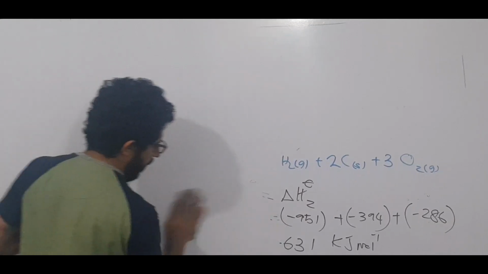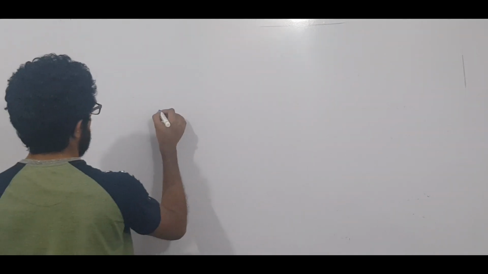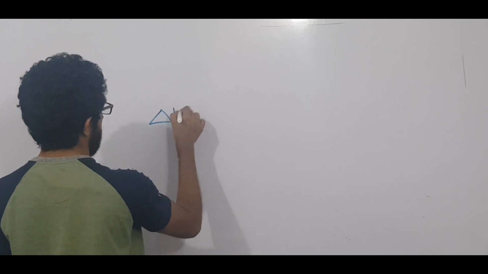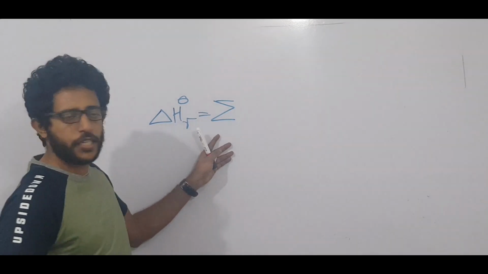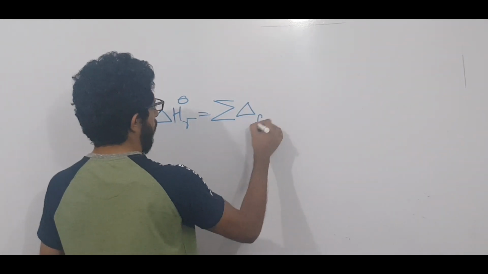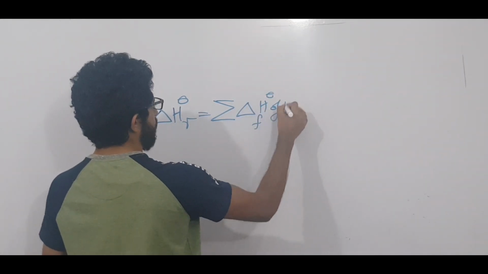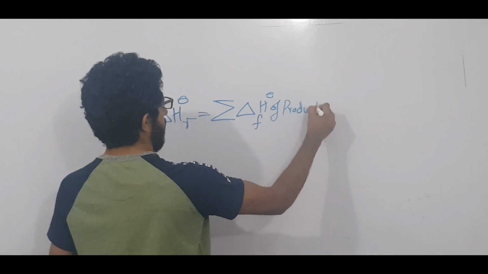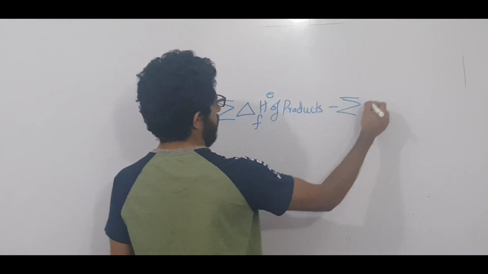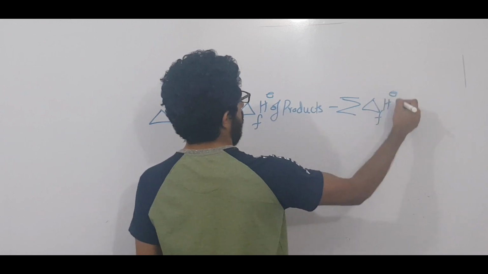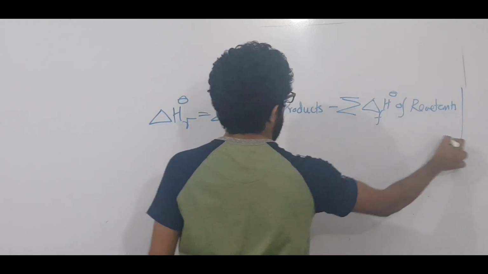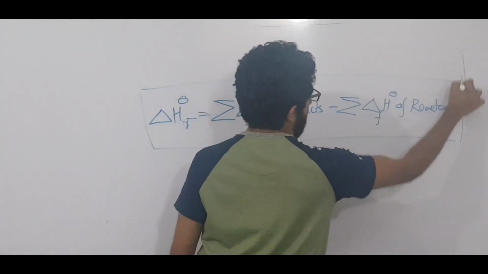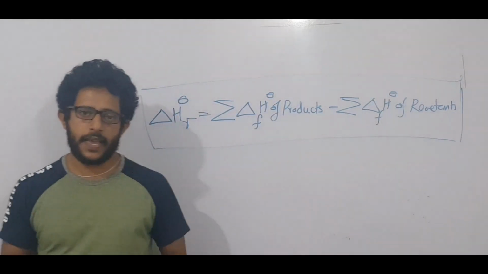So if I erase everything and write, we can derive the formula. The enthalpy change of a chemical reaction is equal to the summation, this is sigma, summation, of the enthalpy of formation of products minus the summation of the formation enthalpy of reactants. So products minus reactants also gives the same answer.